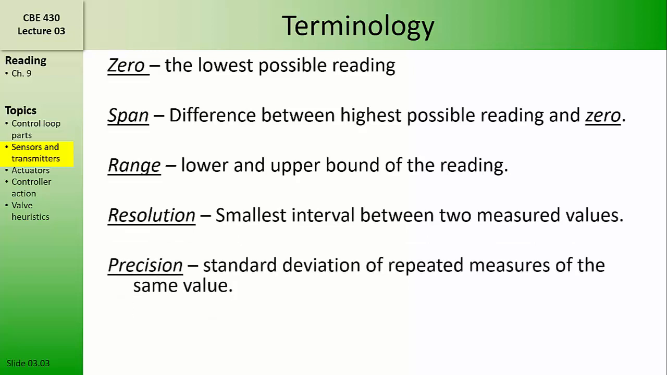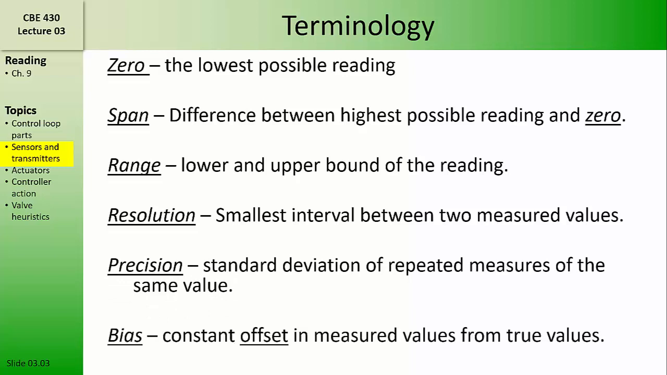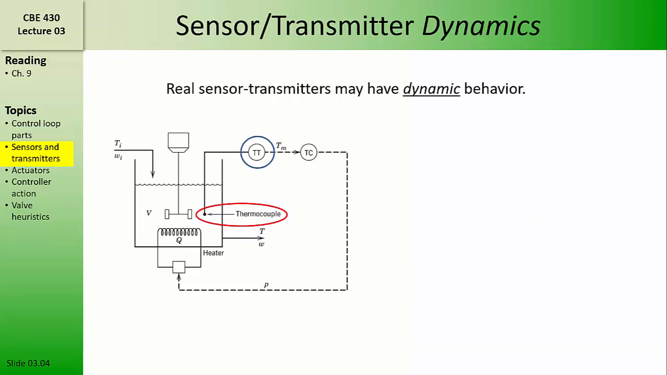The precision of a sensor transmitter is the standard deviation of repeated measures of the same value. Many measurements have a bias. A bias is a constant offset in measured values from true values. Most real sensor transmitters are incapable of instantaneously tracking the behavior of process variables. That is, the sensor transmitters themselves have their own dynamic behavior.